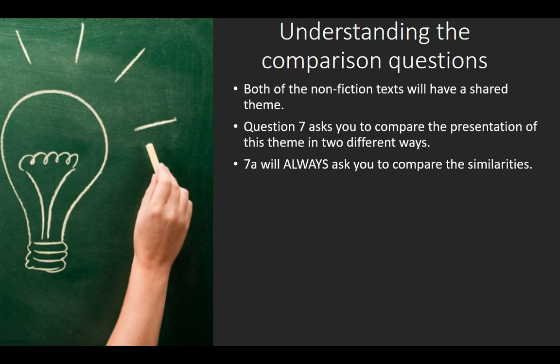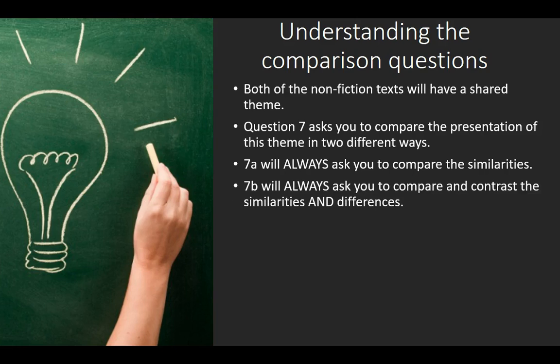You don't need to comment on anything that's different or contrast anything. You just need to look at what's the same in the way that the shared theme, event or idea is presented. In part B, you will always need to compare and contrast the similarities and the differences. It won't say similarities and differences in the question. What it will say is compare, and that word compare means to look at what's the same and what's the difference in the ways that the writers present that common theme in the two texts.